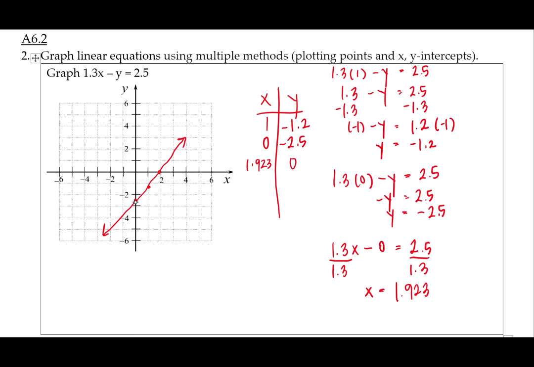Now, when you're plotting points, you don't have to pick x equals 0 and y equals 0. You can pick any 3 values for either x or y and plot those points. If you're finding the graph using x and y intercepts, then you would set x equals 0 to find the y-intercept and y equals 0 to find the x-intercept. In any case, it's a good idea to find 3 points and then connect them to draw the line that you are trying to graph.